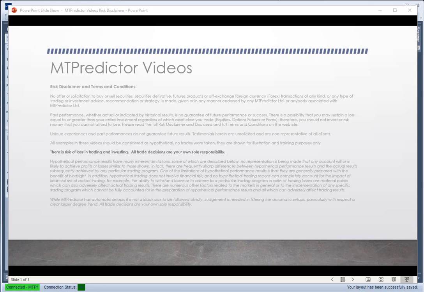In today's MTPredictor video, I'd like to take a look at a lovely W3 or Wave 3 trade setup that's just unfolded in the ES just before the US market opens today. So let's have a look at that.